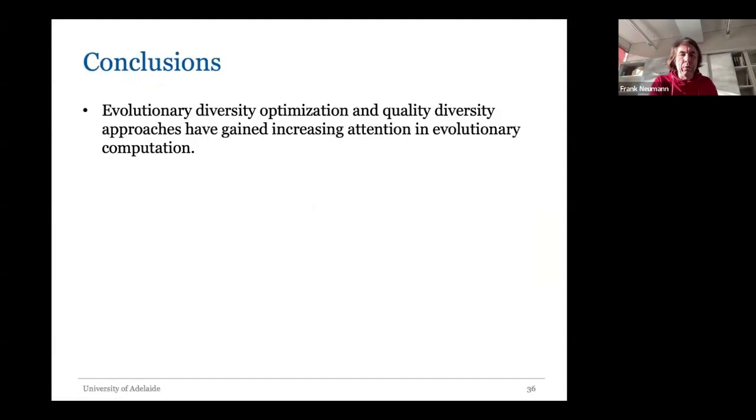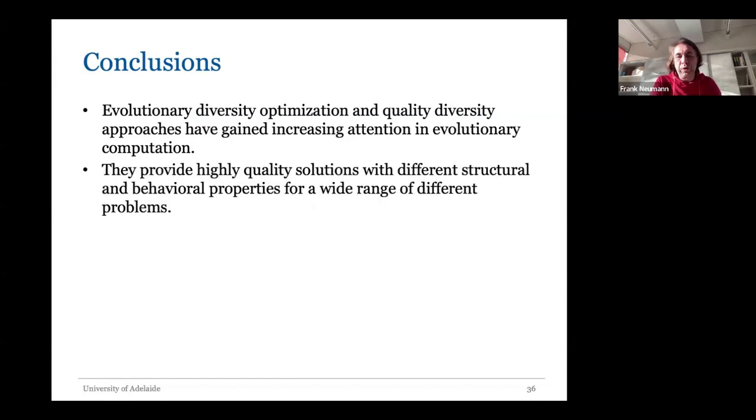All right, so let me conclude. I wanted to talk about evolutionary diversity optimization and quality diversity. These are approaches that allow you to compute diverse sets of solutions using evolutionary computation methods. They often provide you with high quality solutions with different structural or behavioral properties. And hopefully we saw that there is quite a range of applications where you can use them, from communication networks to the traveling thief problem to an application in health.